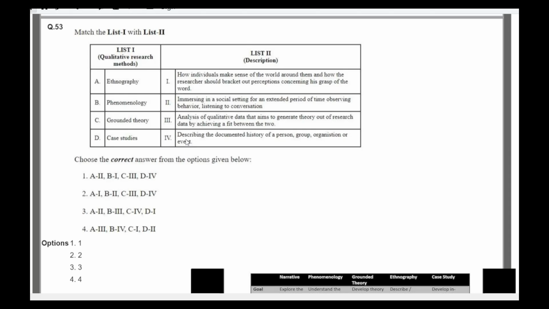It's a very easy question. It has directly come from the types of research. So if you know about types of research, for example, ethnography, phenomenology, grounded theory, and case study. I have already made a video for the 2023 December paper where I have explained these four terms, and the same question was asked in your exam. So I already have discussed. There were many questions which were asked from that single video.